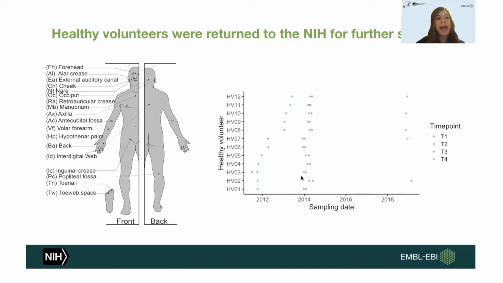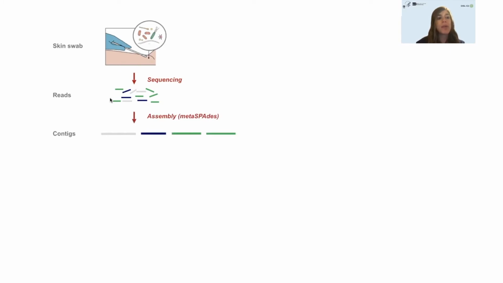So once we have these samples, what did we do with them? Again, Heidi, the clinician at the NIH, took these samples from these healthy volunteers. Then the material of these swabs was sent for sequencing, and we ended up with short reads. This is the output of the Illumina sequencing. Then we performed de novo assembly of these shotgun metagenomic reads into longer contiguous sequences via metaSPAdes.